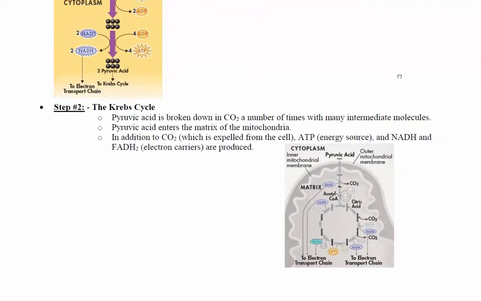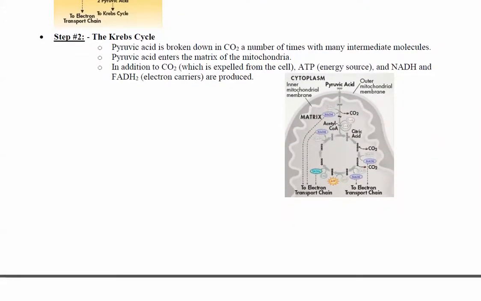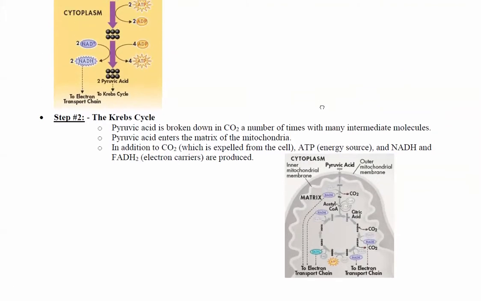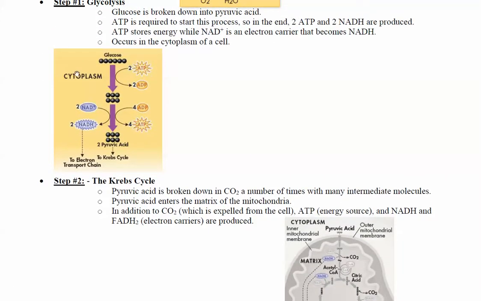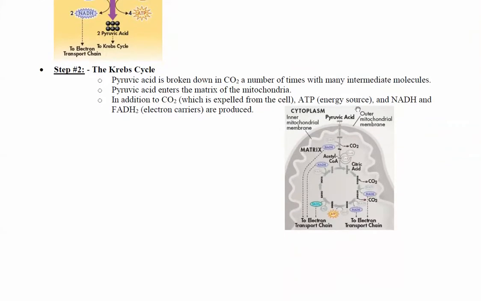The next step in cellular respiration is the Krebs cycle. The pyruvic acid made in glycolysis, which occurs in the cytoplasm, moves from the cytoplasm into the matrix of the mitochondria. In this process, the carbons of the pyruvic acid are slowly and further broken down into carbon dioxide. So what's the purpose of the Krebs cycle? It produces some extra ATP, though not that much, but also NADH, my electron carrier, and a brand new electron carrier called FADH2.